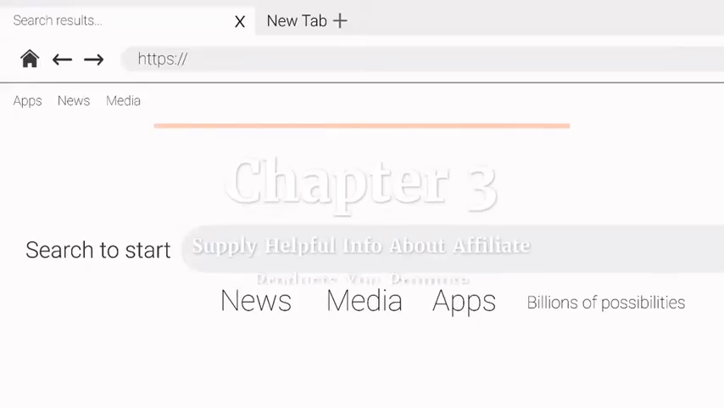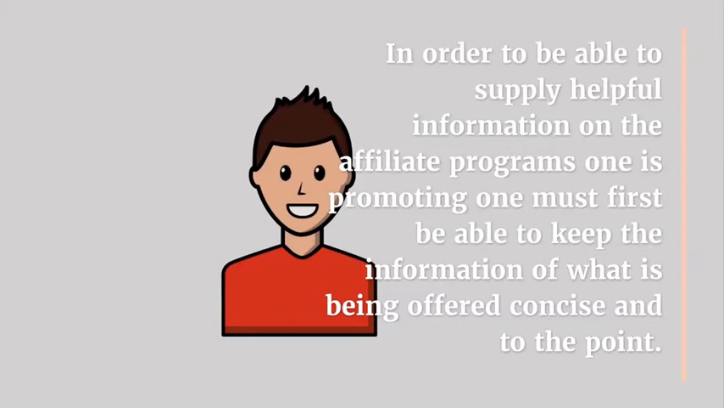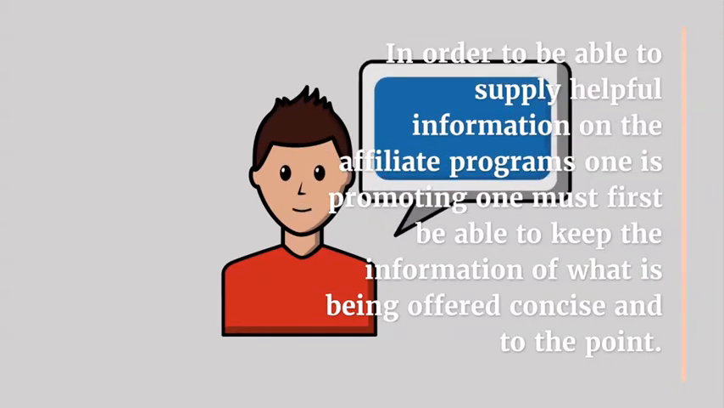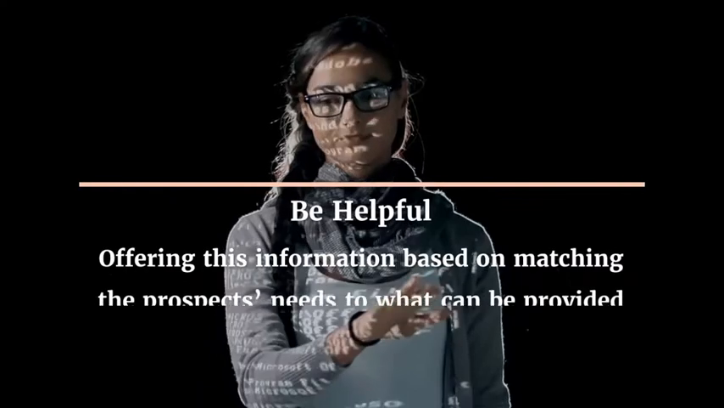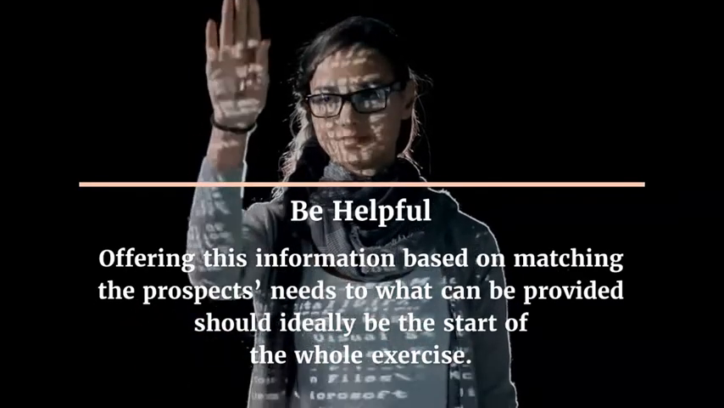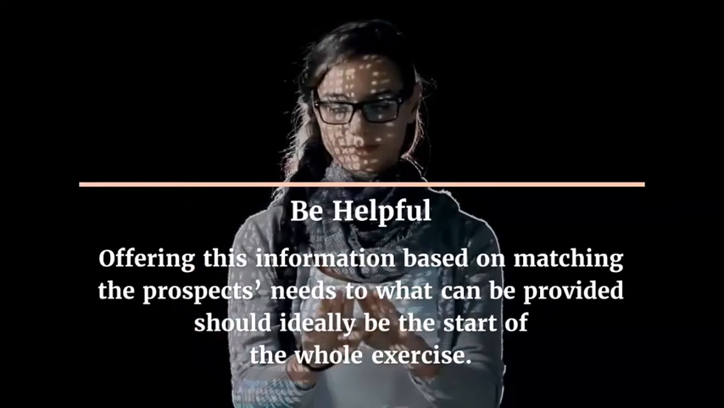Chapter 3: Supply helpful info about affiliate products you promote. In order to be able to supply helpful information on the affiliate programs one is promoting, one must first be able to keep the information of what is being offered concise and to the point. Be helpful. Offering this information based on matching the prospect's needs to what can be provided should ideally be the start of the whole exercise.